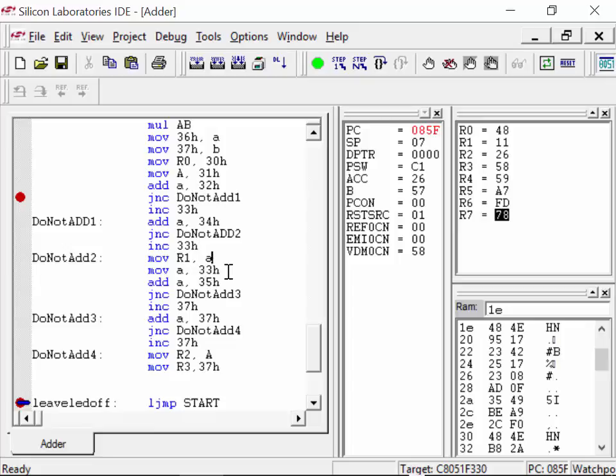Increment R33 and move A. All right, let's see. Make sure this is right here then. Move A, R1 has got the 11 there. There, I move in the A, 33, memory location 33. That's our 2A. We add to it memory location 35.